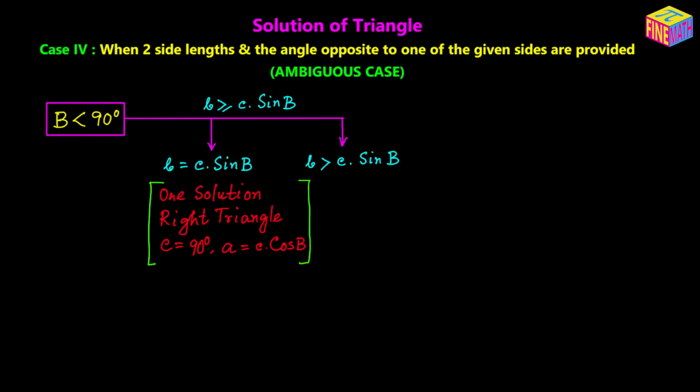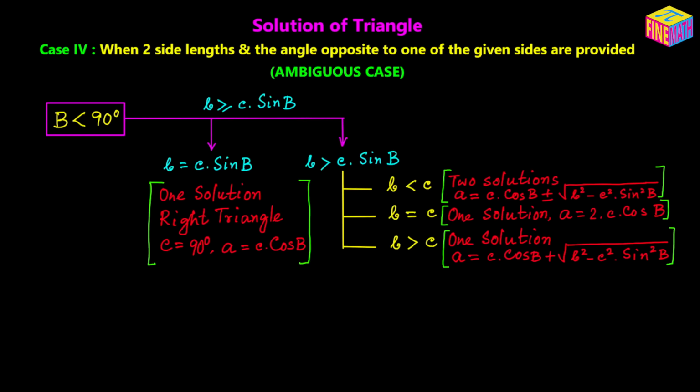And then for the second possibility, where b is greater than c times sine of B, we have three more possibilities: when b is less than c, b is equal to c, and b is greater than c. When side length b is less than side length c, there are two solutions. One of them would be an acute triangle, the other one an obtuse triangle. When b is equal to c, there is only one solution possible, an isosceles triangle because the two side lengths are equal, and in that case a will be equal to 2 times c times cosine of B.